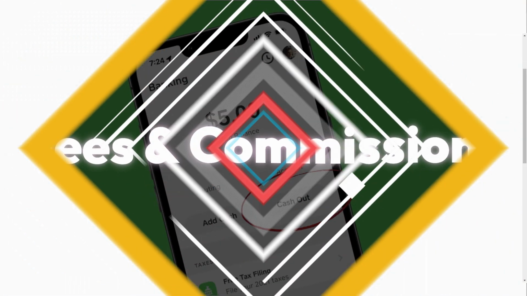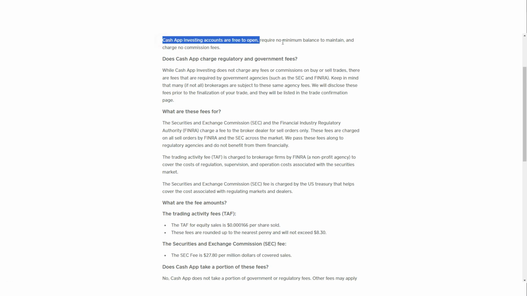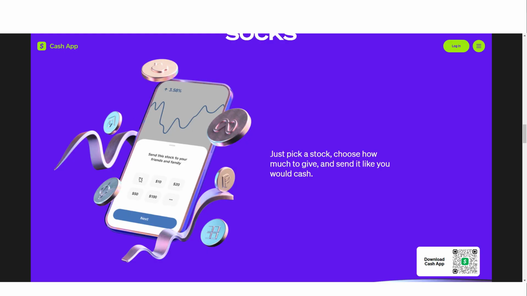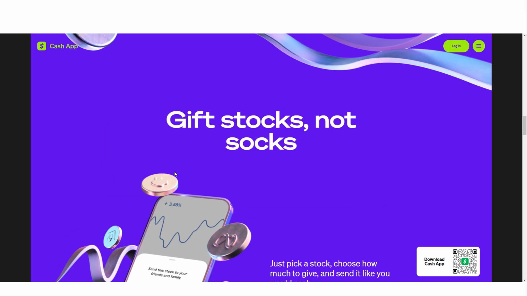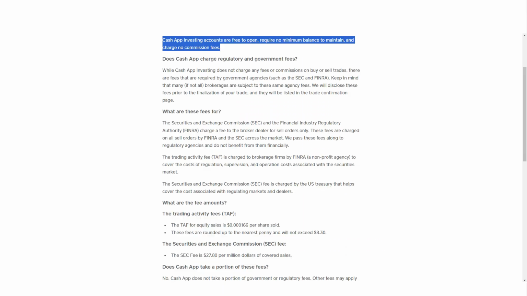One of the standout features of Cash App Investing is that it does not charge any trading fees for stocks. This is a significant advantage for beginners who want to avoid the cost of commissions eating into their profits. However, fees for Bitcoin transactions do vary. The absence of fees for stock trading sets Cash App Investing apart from many other brokerages that charge per trade, making it a cost-effective option for new investors.